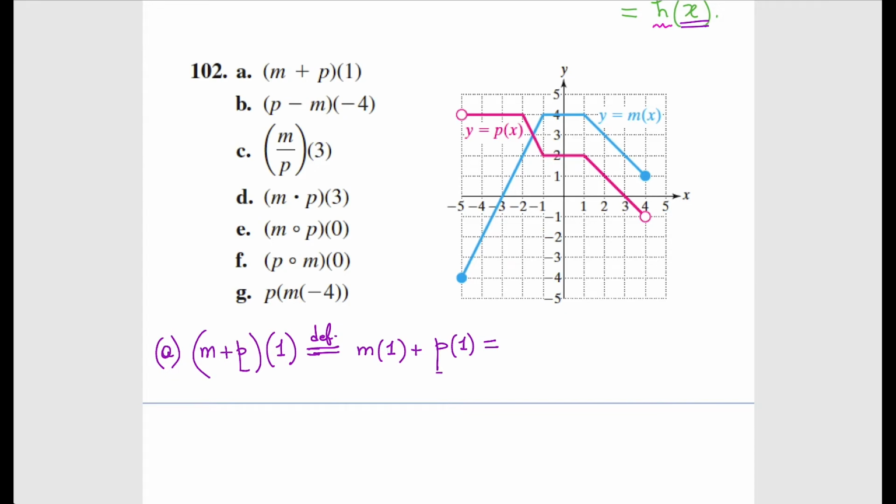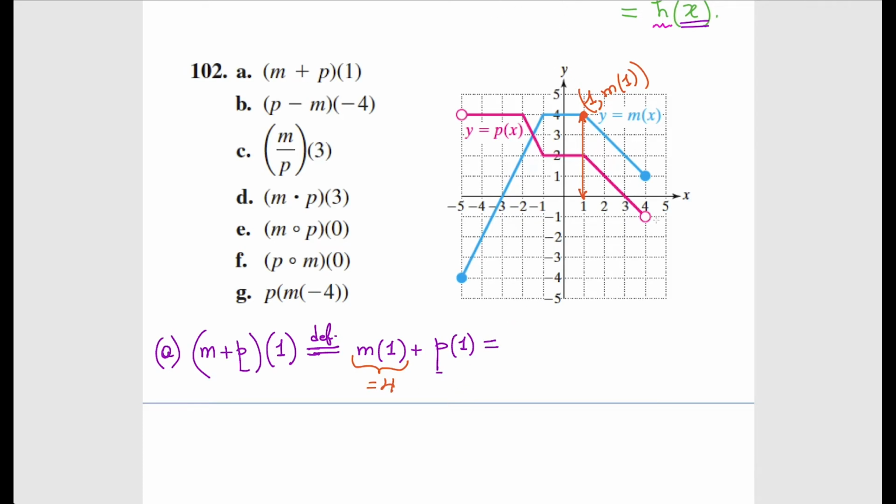And what's m of 1? We need to look at the picture. Which function is the m? It's the blue one, right? So m of 1. What's the value that m takes when the input is 1? It's this height, right? This is m of 1. This is the point whose coordinates are 1 comma m of 1, agree with me? And how much is this height? That's 4, right? This is equal to 4.